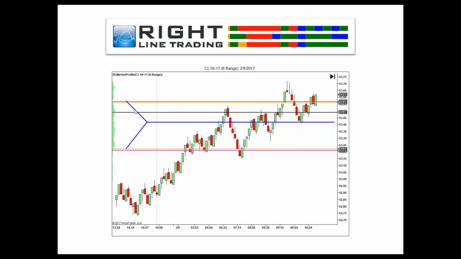What I put in here with this blue is where the point of control would be if the data was perfectly randomly distributed, but it's not. So the value area high is here, value area low is here, and the point of control is here. And the point of control is a terrific area, a tremendous area of support and resistance.